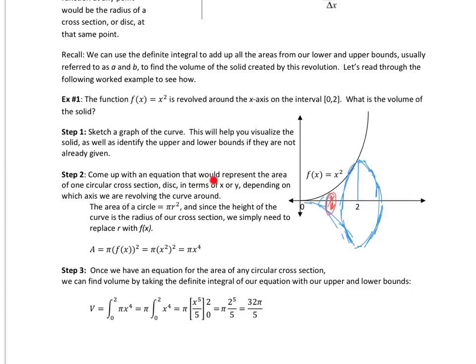All right, now it says come up with an equation that would represent the area of one circular cross-section, or disk, that's kind of what this is, in terms of x or y. Now this is important here, in terms of x or y. Basically, you want your integral, and I would definitely write this down and memorize this, in terms of the axis, or parallel axis, you are rotating around.